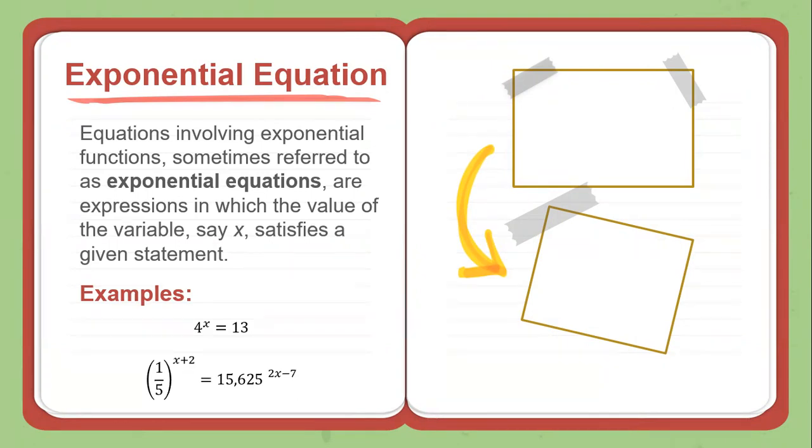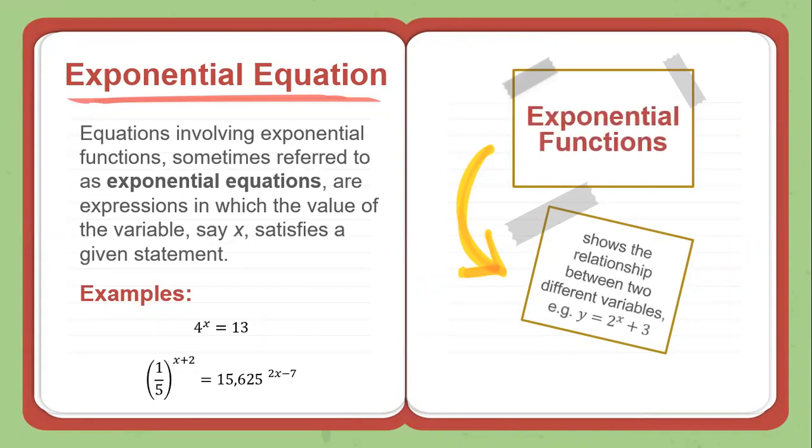So how does it differ from an exponential function? An exponential function shows the relationship between two different variables, for example, y is equal to 2 raised to x plus 3. Basically, there are two variables involved in an exponential function, and there is no need to solve for the value of x. That's why an exponential equation is not the same as an exponential function.